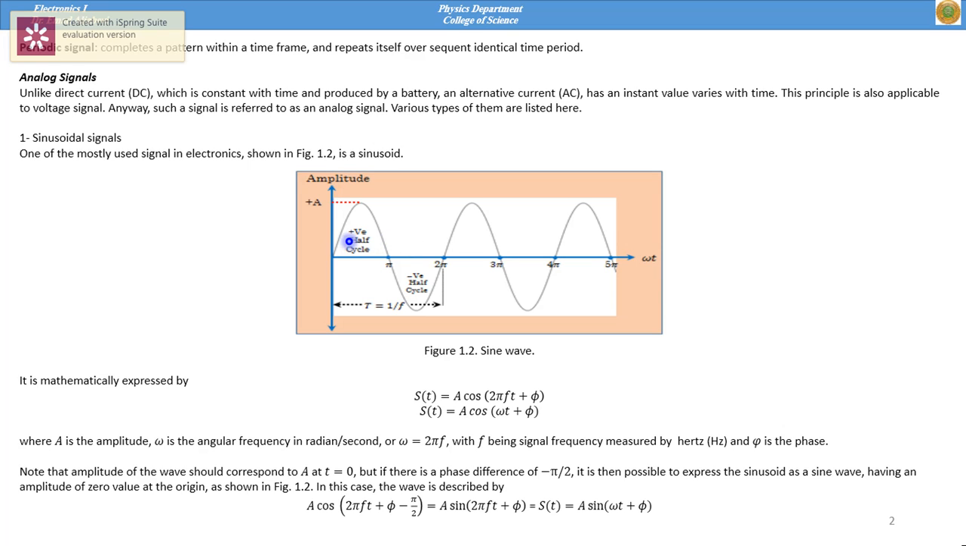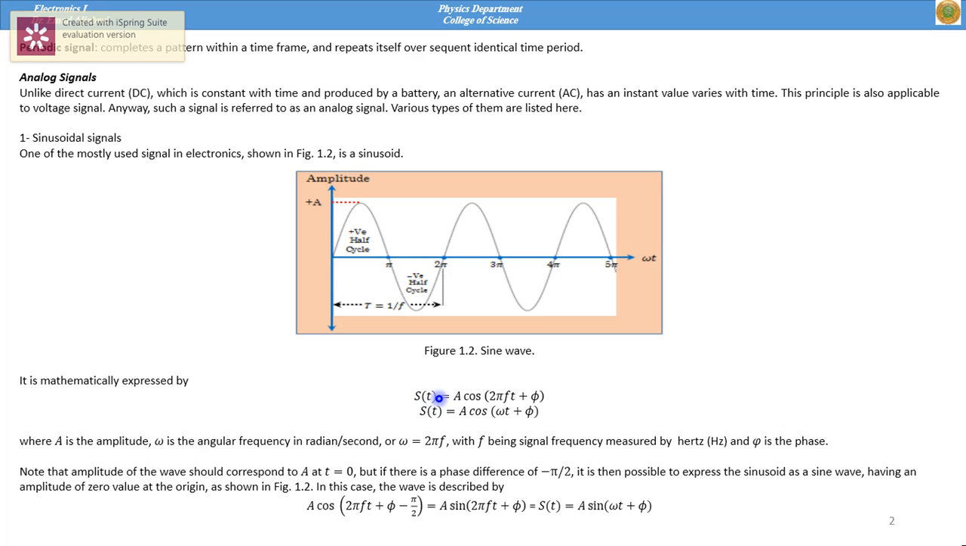In this figure we can see there is a positive half cycle and a negative half cycle, and this signal can repeat itself with positive, negative, and so on. The amplitude A can be either voltage or current, and the value of A can be different at this point, this point, and this point depending on the time. However, this signal can be mathematically expressed using this equation.